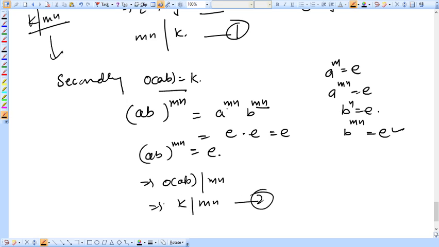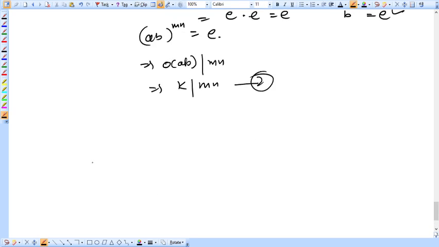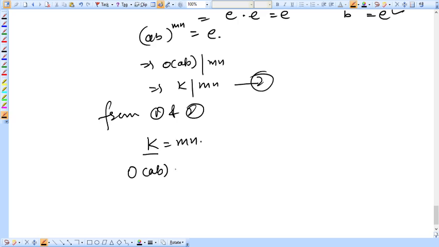So from 1 and 2: 1 gives mn divides k, and 2 gives k divides mn. Therefore, from 1 and 2, k is equal to m into n. K was the order of AB, m was the order of A, and n was the order of B. Hence the theorem.